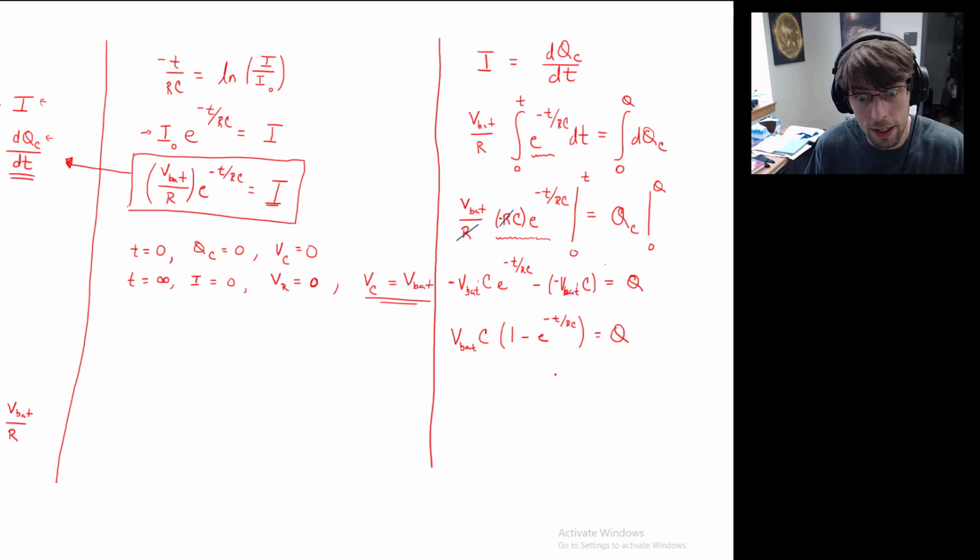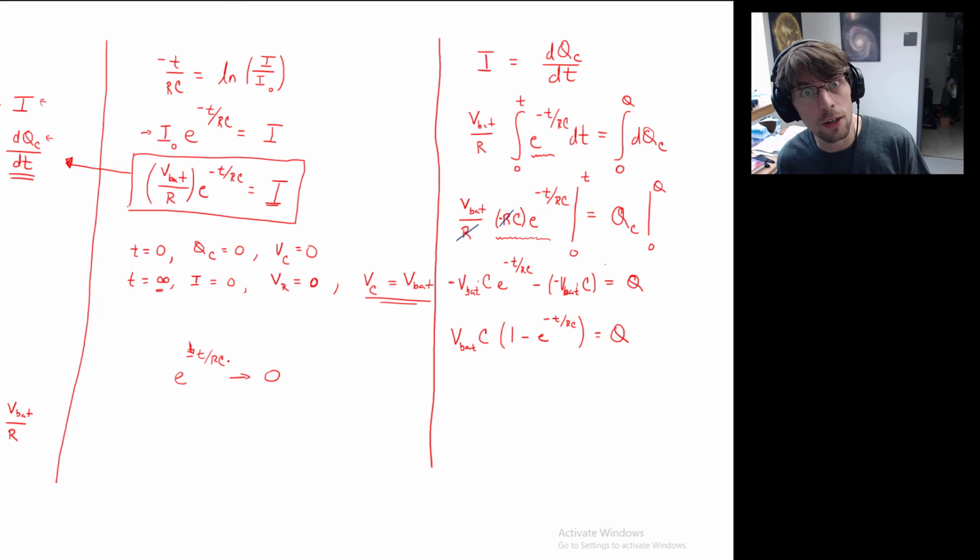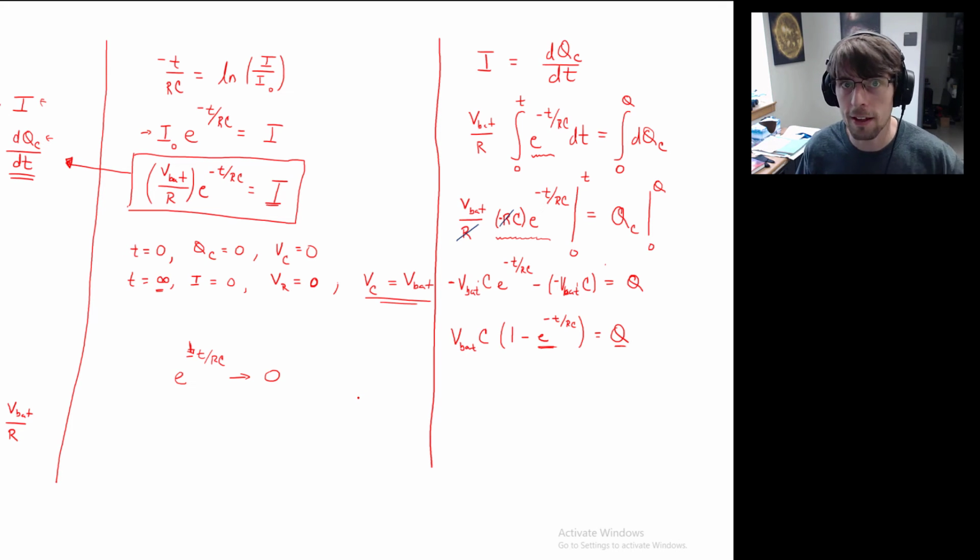After a long time, as time goes to infinity, e to the negative t over RC goes to 0. Remember, there's the negative sign in the exponential, so it dies out. So at long time intervals, this goes to 0. And I get that my final charge on the capacitor is equal to the potential of the battery times the capacitance. That jives. That's the definition of the capacitor.